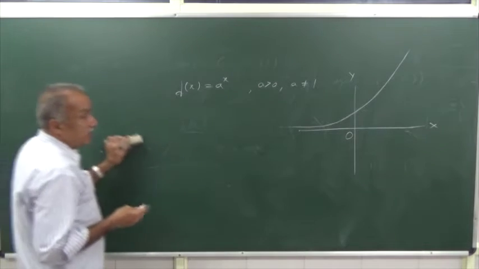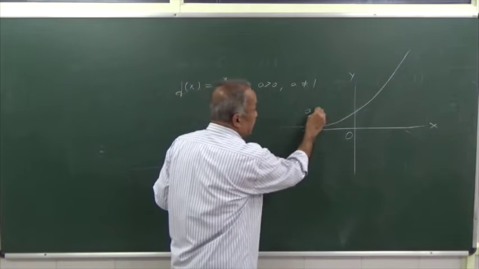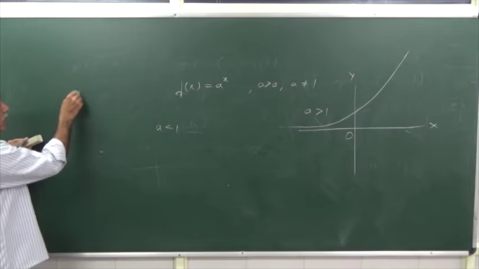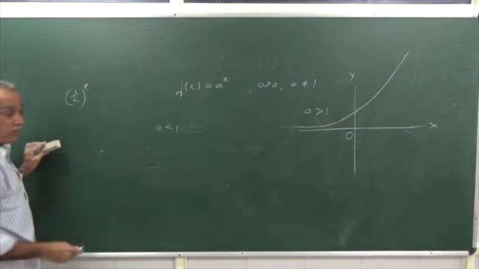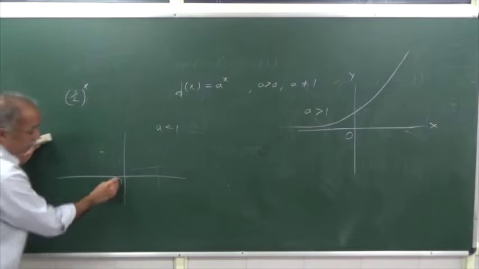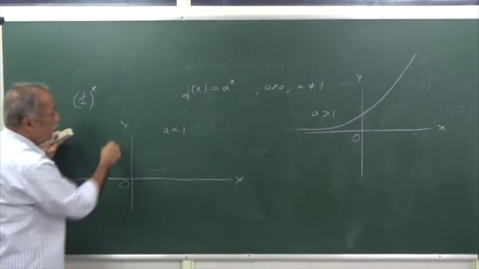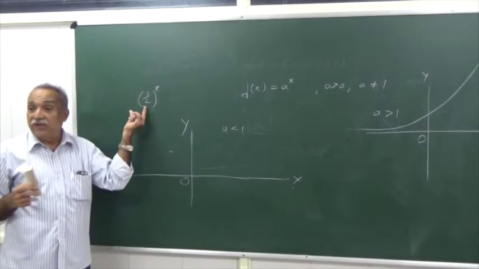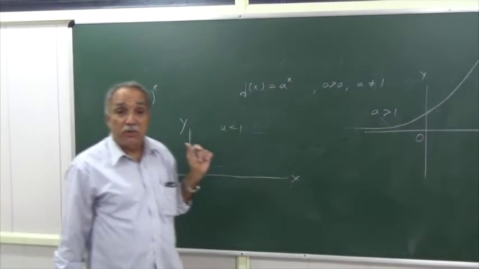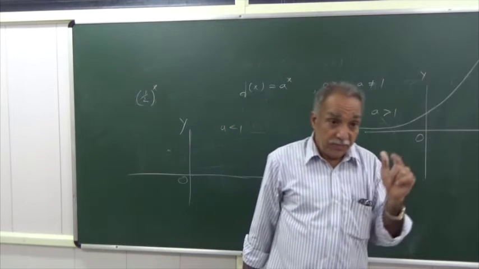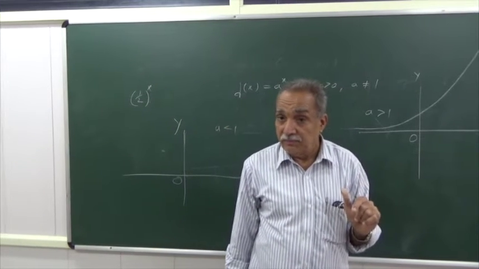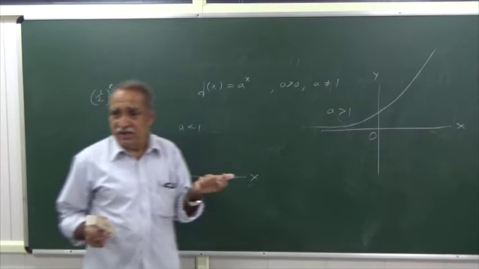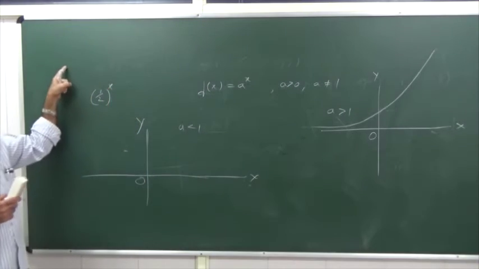Okay. Next, let me consider the case a less than 1. Example, a equal to half. My function will be half to the power x. When x equal to minus infinity, function value will be half to the power minus infinity. 1 by 2 to the power minus infinity, 2 to the power infinity. Infinity. So, starts from infinity.